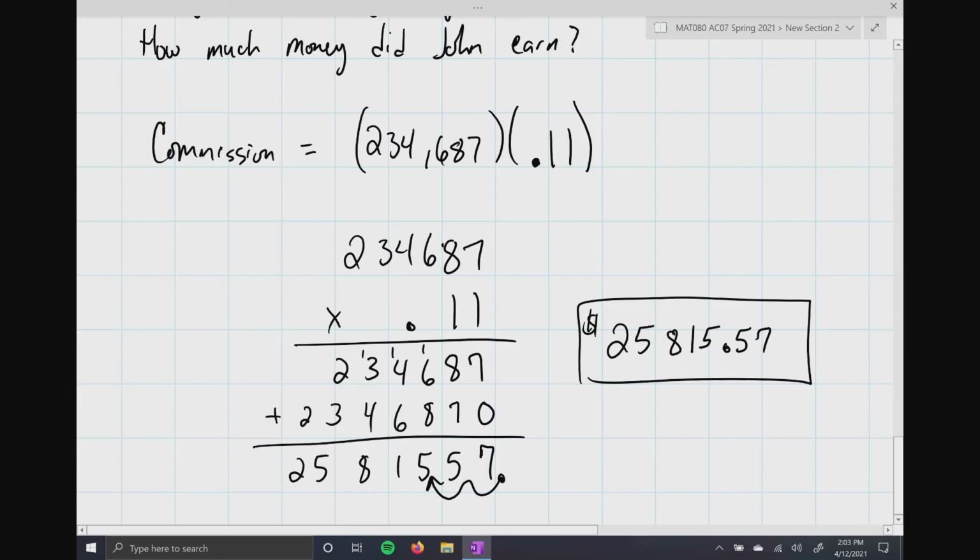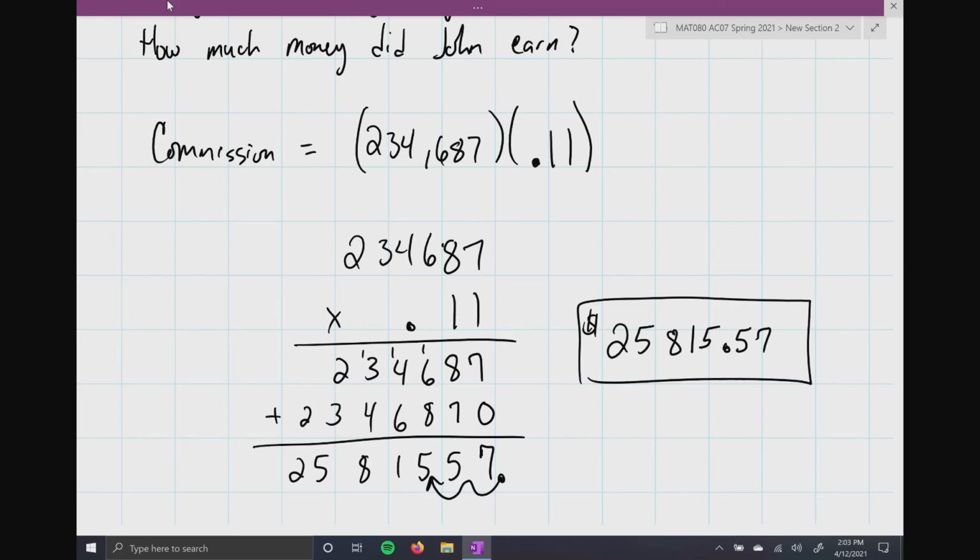So of the $234,687 that I generated for the company, since I get 11% commission on my sales, they will cut me a check for $25,815.57. Not bad for 1 month of work. But like I said, you got to be selling. Are there any questions with this?